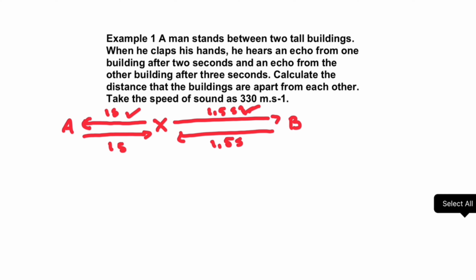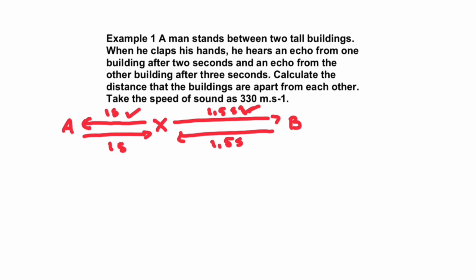Again, if it takes 2 seconds for the man to receive an echo from the first building, then it takes half that for the sound waves to travel from the man to the building, and then half to travel from the building to the man, because the speed of sound is constant during the entire motion. So now what we can do is to find the distance between the man and the first building A.